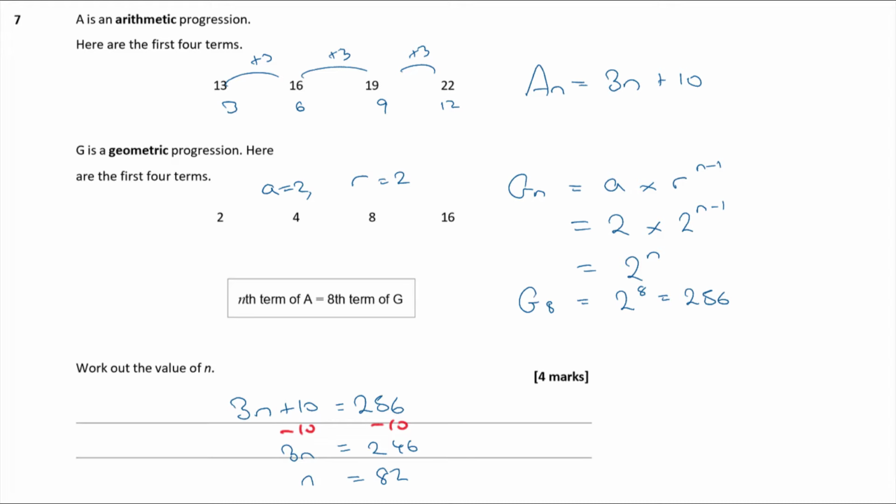So geometric progressions get big very quickly. I had to go quite a long way along the arithmetic one to get as high as the 8th term of the geometric one. Okay, so n is 82, job done.